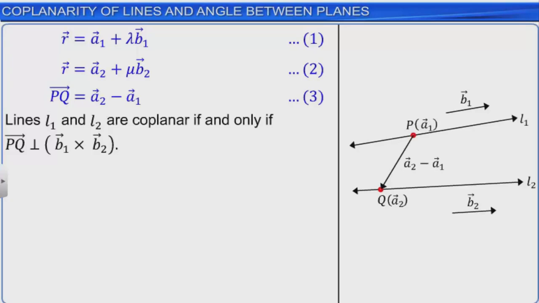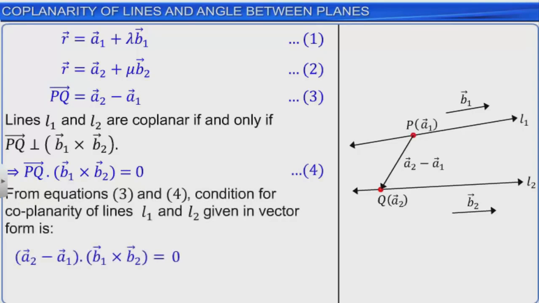We know that the dot product of perpendicular vectors is 0. Hence, the dot product of vector PQ and the cross product of vectors B1 and B2 is 0. Let this be equation 4. Substituting the value of vector PQ from equation 3 in equation 4, we get equation 5, which states the condition for the coplanarity of lines L1 and L2 given in vector form.